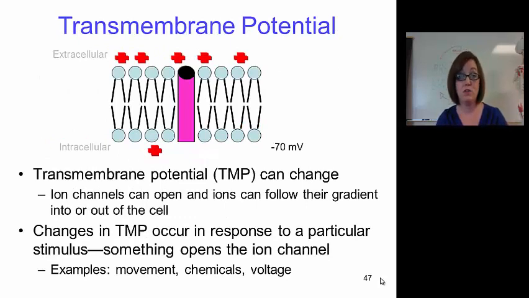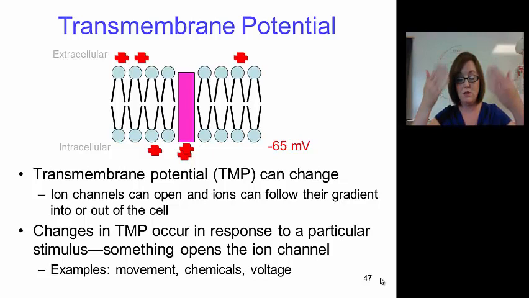So transmembrane potentials can change, or else they'd be really boring, and I wouldn't be talking about them at all. Right? An ion channel can open, and ions can follow their gradient into or out of the cell, and then we're not going to be negative 70 anymore. We're going to change. Here I'm letting positive ions in, so I might go to negative 65. Positive ions came in, so I became more positive. Negative 65 is a more positive number than negative 70.